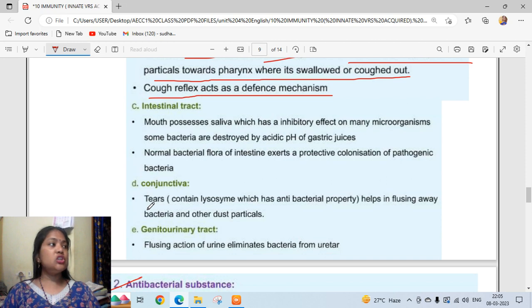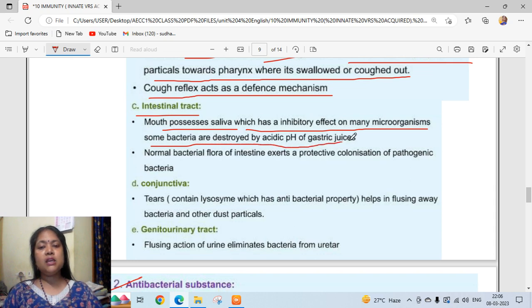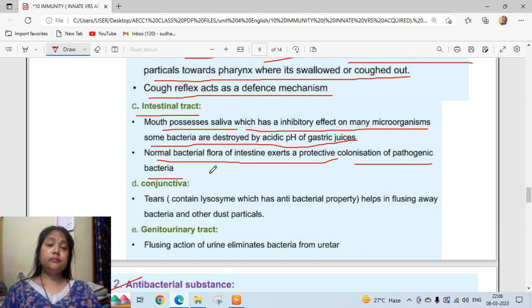Then next is the intestinal tract. The mouth possesses saliva, as we all know, and it has an inhibitory effect on many microorganisms, and some bacteria are destroyed by the acidic pH of gastric juices. The normal bacterial flora of the intestine exerts a protective effect against colonization by pathogenic bacteria. That happens inside your intestinal tract.